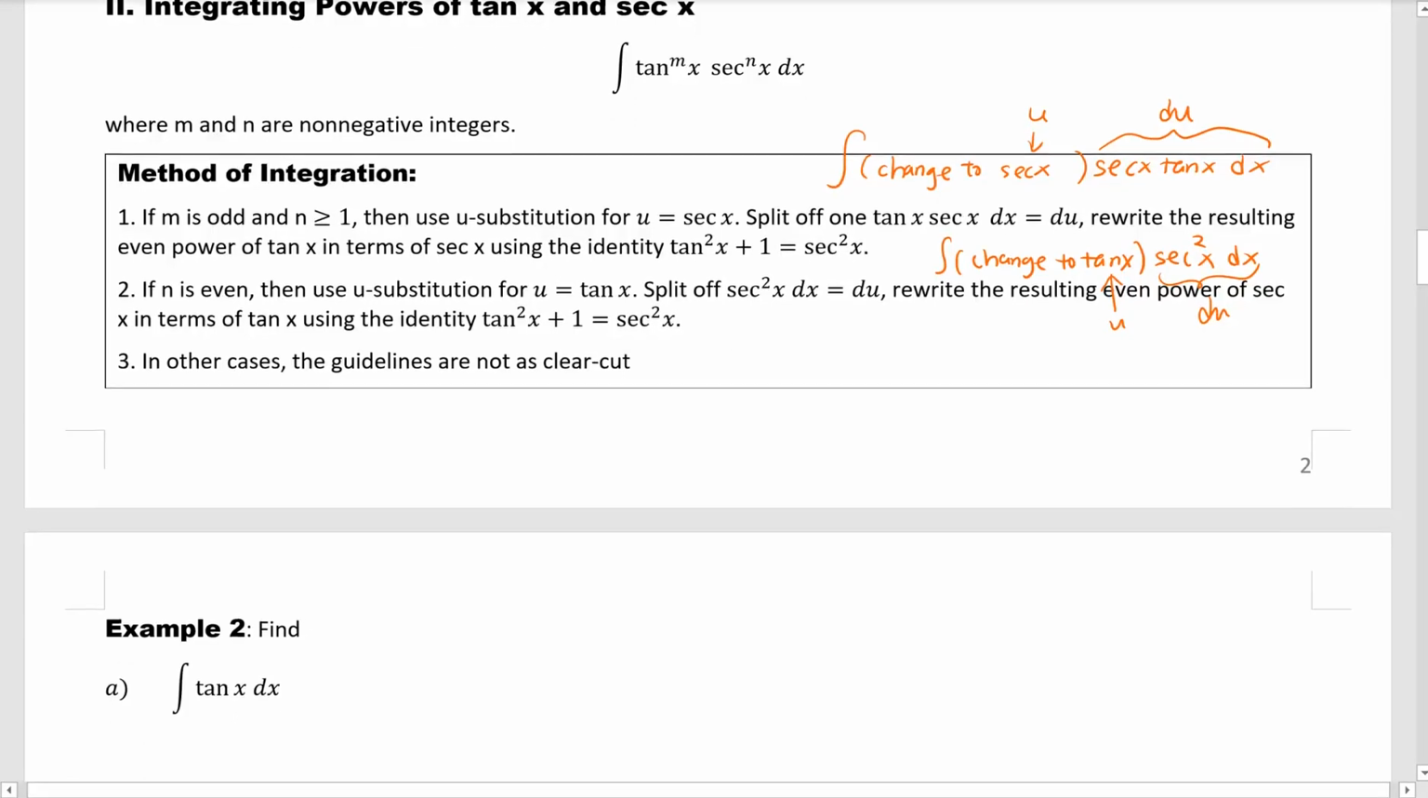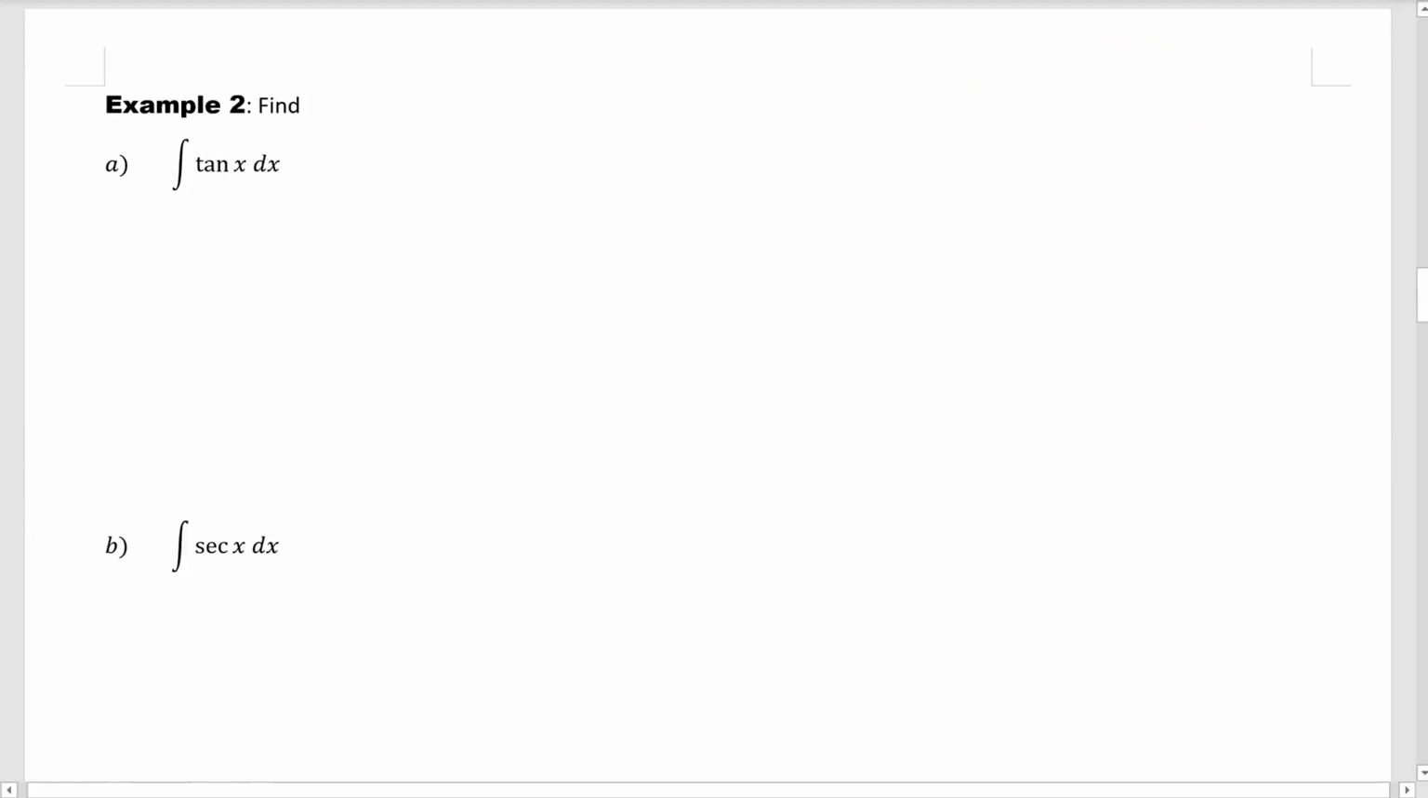We can use that. All right. Okay, let's see. So, example 2. Here, part A. You see the power of tangent is odd, right? So if the power of tangent is odd, what do we need? Well, we want to have secant tangent at the end.